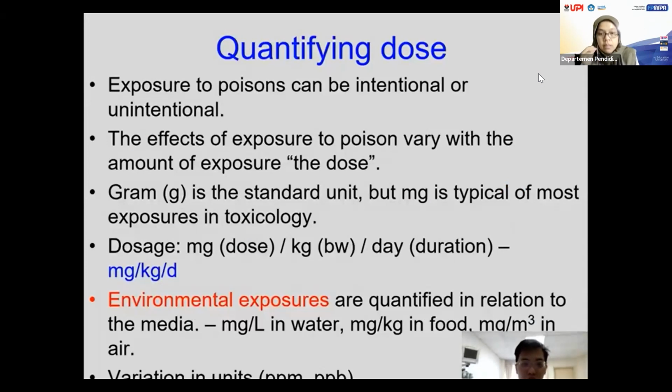So exposure to a certain poison can be considered as intentional or unintentional. Intentional means that a person is subjected to a study, to look into the exposure of certain drugs to a human, and he probably will be paid for doing such exposure. The other one is unintentional, which means that we are exposed to it without knowing.